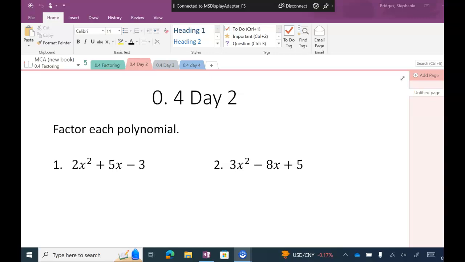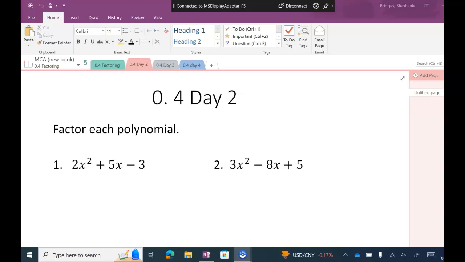Yesterday, we were only concerned with the factors of the last term that would add or subtract to give us that middle term. Well, today, we have to not only focus on the factors of the last term, but also the factors of the first term. Okay, so here's what I would do. Before you start, after you check that you don't have a GCF, what we want to do is make a list of the factors of the first term.